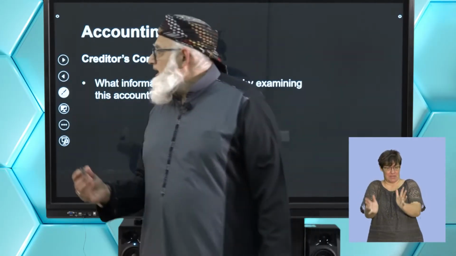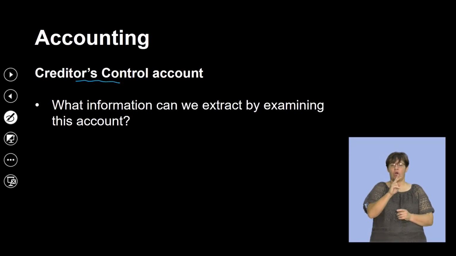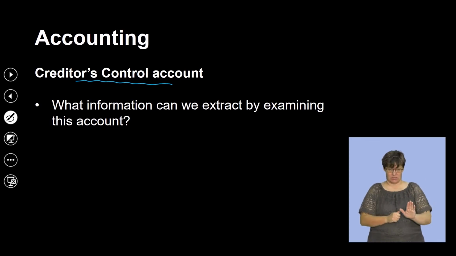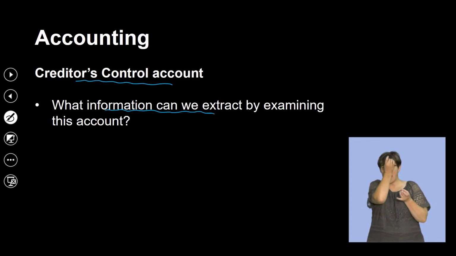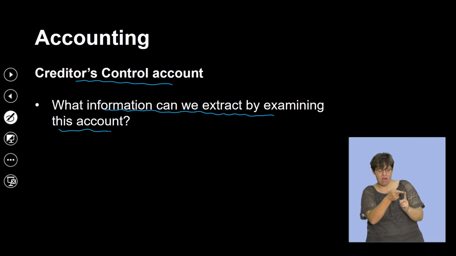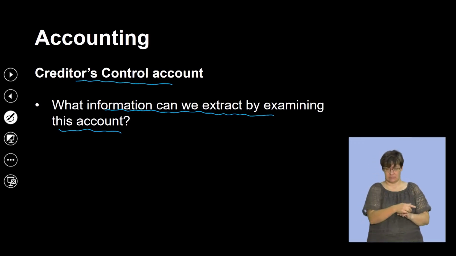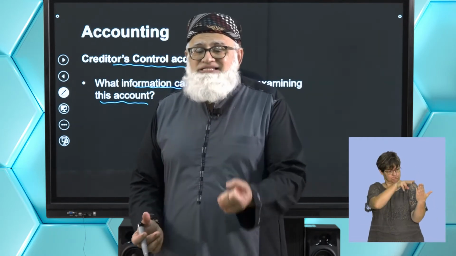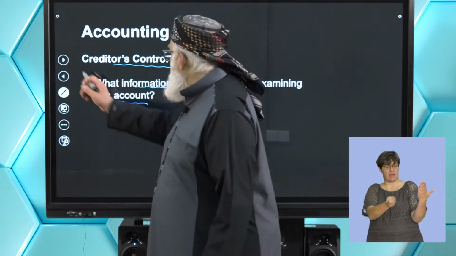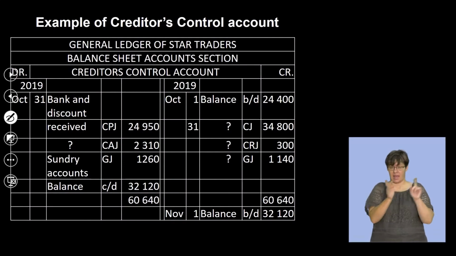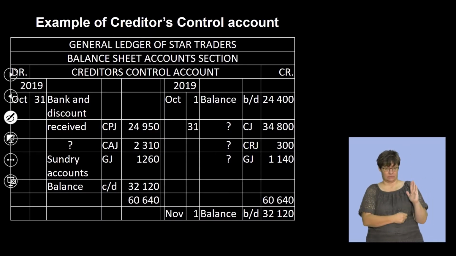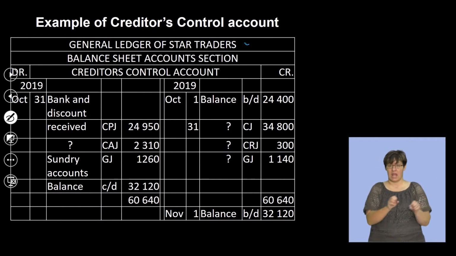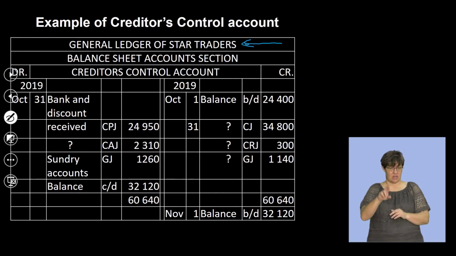Okay, now, if you look at your creditors control account, the question says, what information can we extract by examining this account? In other words, you are given an account, and you are asked to examine the account and answer relevant questions. Let's go right into it. So clearly, let's look at the account first. Remember, it appears in your general ledger. In the general ledger, we said, you'll have one account, namely the creditors control account.